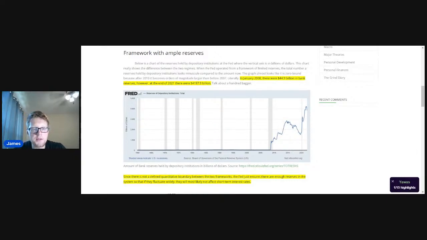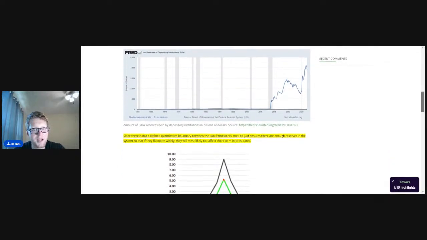Okay, and so at the end of 2021, there were over 4 trillion in reserves, bank reserves held by depository institutions. And as you can see, that's way up here. And so I'd say that's ample. It's 100 times the amount of bank reserves, right?